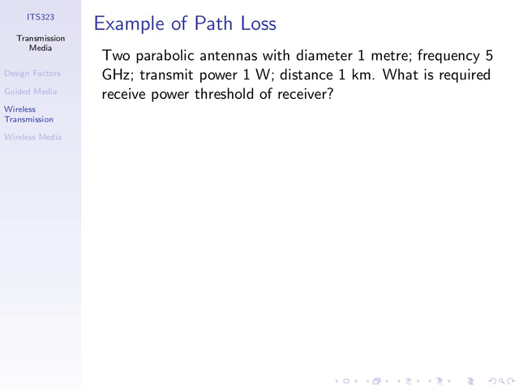So lambda squared would be multiplied by 0.06 squared, all divided by 4 times pi times the distance in meters, 1,000 meters, all squared. Gives us an answer.